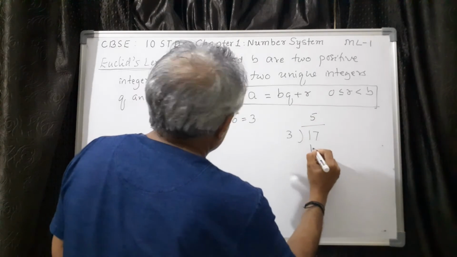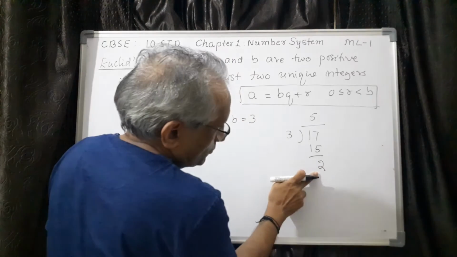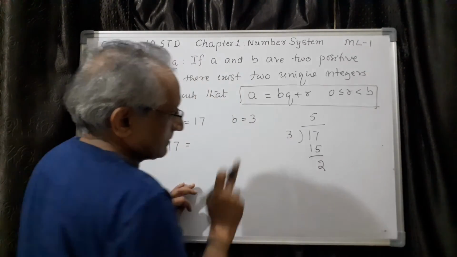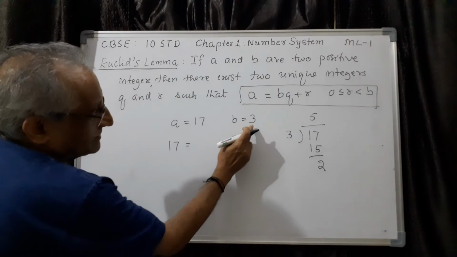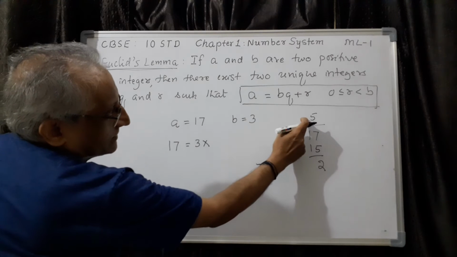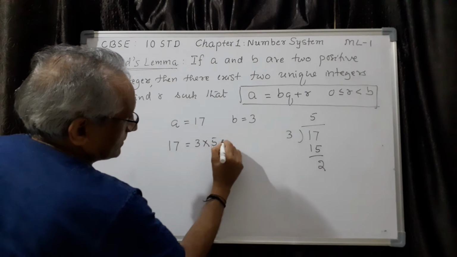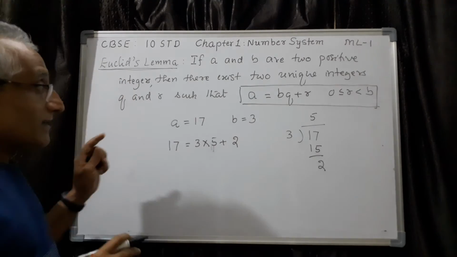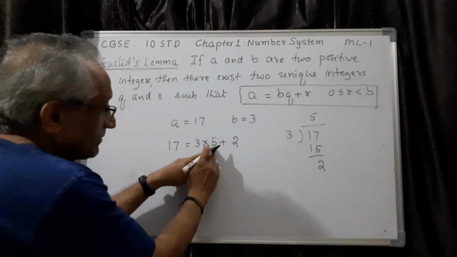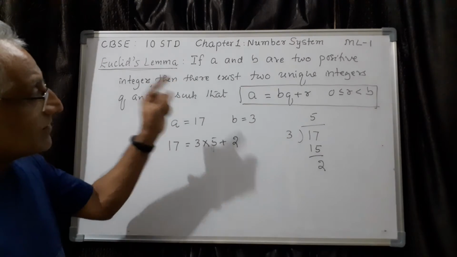5 threes are 15. So the remainder is 2. 2 is less than 3. So you have to be careful that the remainder should always be less than this one. Therefore I can write, first I have to write this 3 into whatever quotient, actually Q, so that is 5, then 2. Another thing is it can be written in a unique way. So this Q and R are unique. So this is the meaning of the lemma.